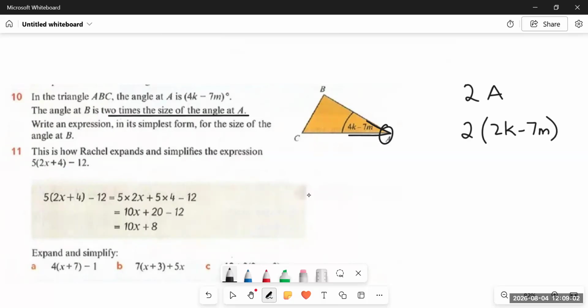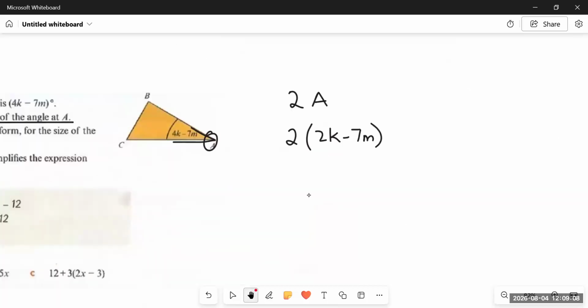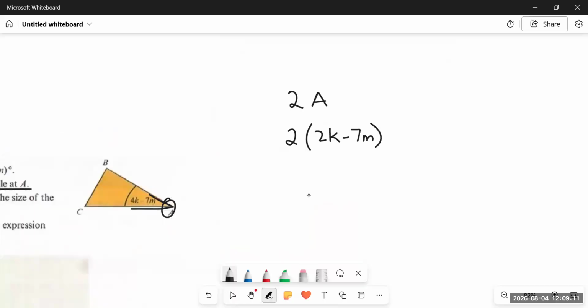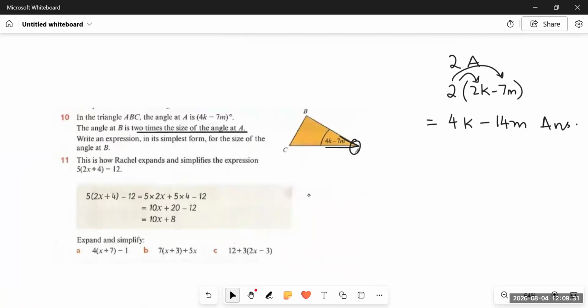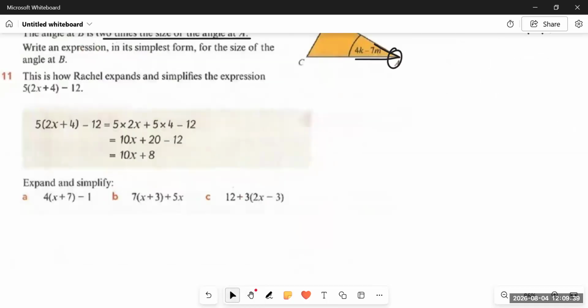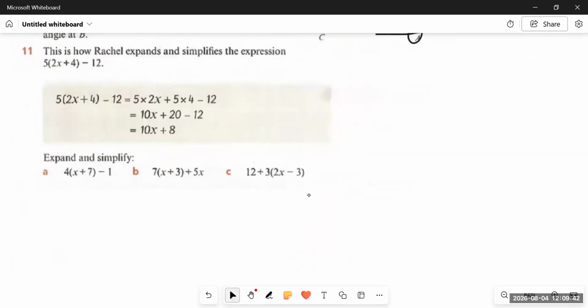Now we have to write down an expression in its simplest form for the size of the angle at B. So what are we supposed to do? We simply have to solve it the way we found the perimeter in the previous question. So 2 2s are 4, k minus 2 7s are 14, m, and that's the answer since we cannot simplify it any further. So that's the answer for angle B. So angle B equals 4k minus 14m, if A equals 2k minus 7m and B is 2 times that, right?